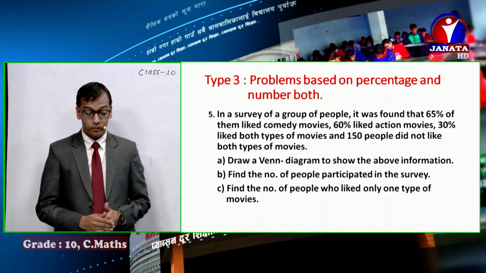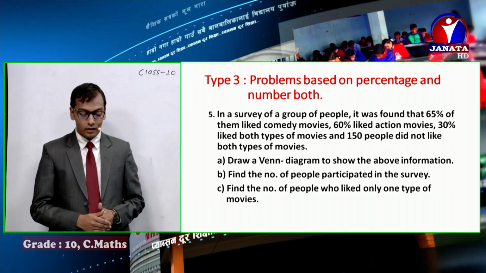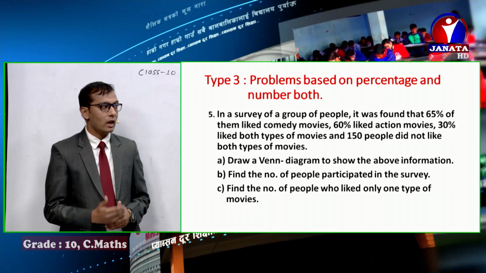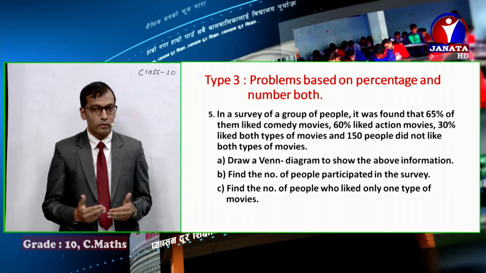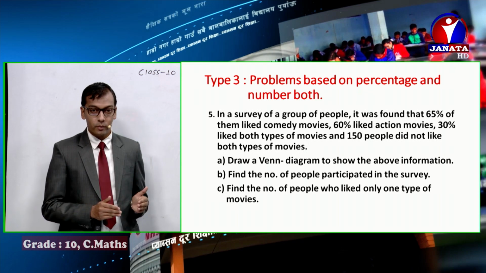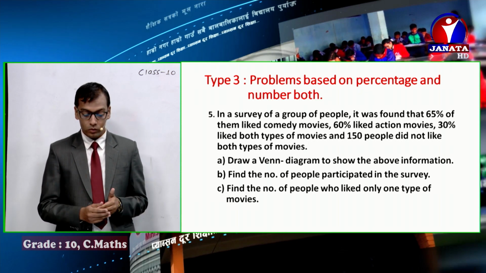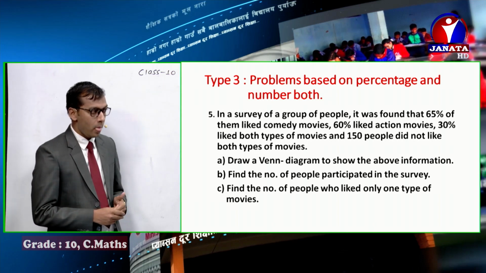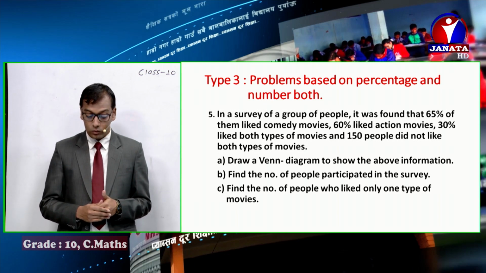In a survey of a group of people, it was found that 65% of them liked comedy movies, 60% liked action movies, 30% liked both types of movies, and 150 people did not like both types of movies. Looking at the question, the majority of the given information is in percentage, and one piece of information is in number, which is 150 people did not like both types of movies. And there are sub-questions. Draw a Venn diagram to show the above information. Find the number of people who participated in the survey. And the last one is, find the number of people who liked only one type of movies.